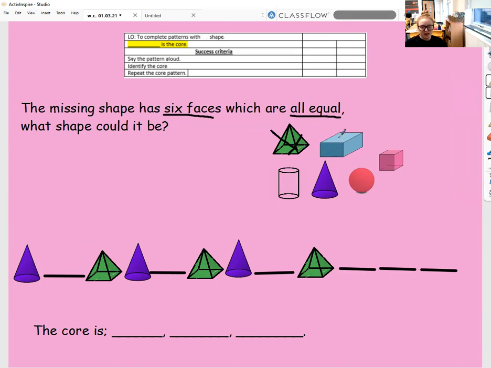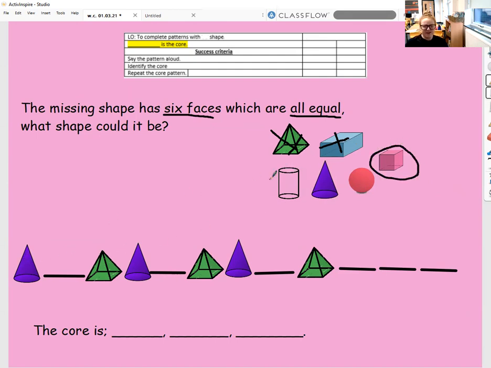My cuboid has 6 faces. Oh, could it be a cuboid? Are a cuboid's faces all equal? No, a cuboid's faces are not all equal, so it cannot be a cuboid. My cube has 6 faces, and they're all equal. Could it be a cube? Yes, it could be a cube.